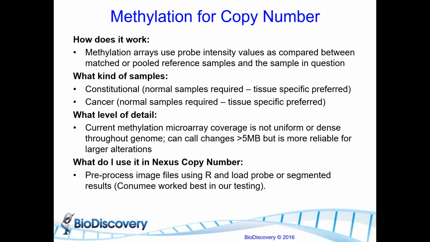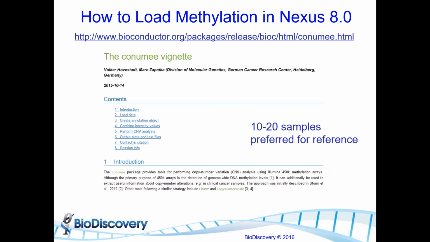And to use this in Nexus copy number, we're first going to pre-process our raw image files using typically a program in R, and then we'll load either our probe or segmented results. In my testing of various algorithms, I found that Conumee worked best for the methylation results. So Conumee is a package that is available on the Bioconductor website. I have the full URL up here at the top. This is an algorithm that can be used to determine copy number variation from the Illumina 450K methylation array.